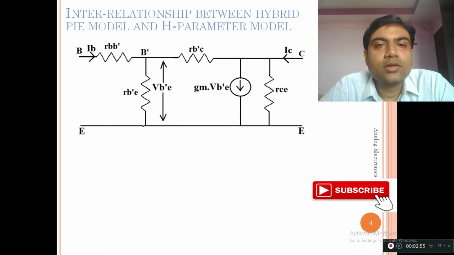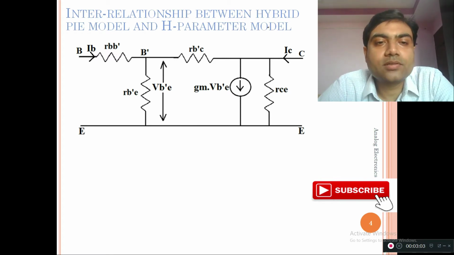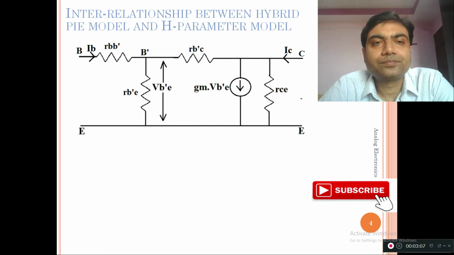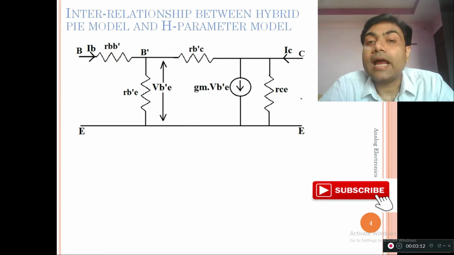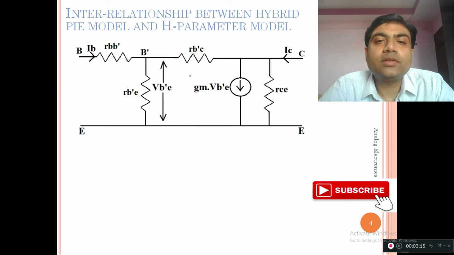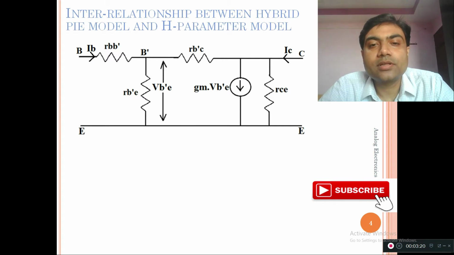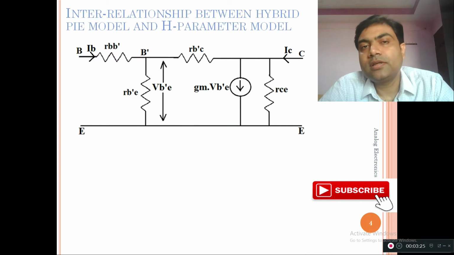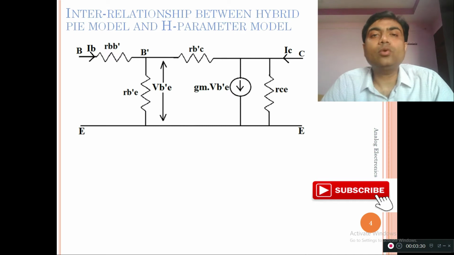Yes, this is the diagram. I have removed the two capacitor components: first the diffusion capacitance and second the transition capacitance. This is the diagram of the hybrid pi model at low frequency. So the only difference between low frequency and high frequency analysis in the hybrid pi model is that if we consider the capacitance values, the model is applicable for high frequency, and if we ignore them, the model is applicable for low frequency.